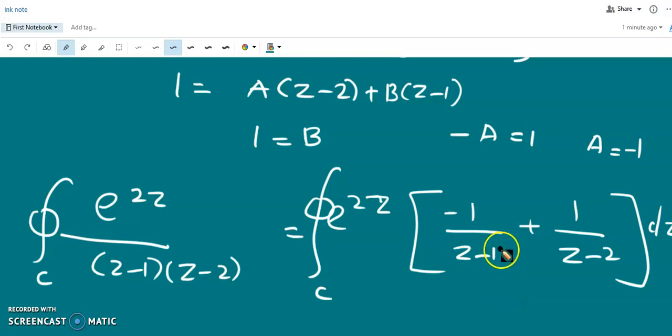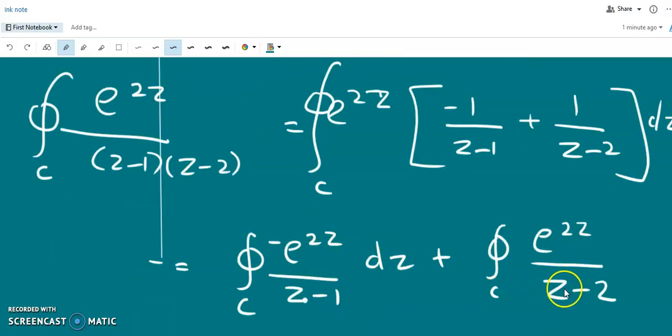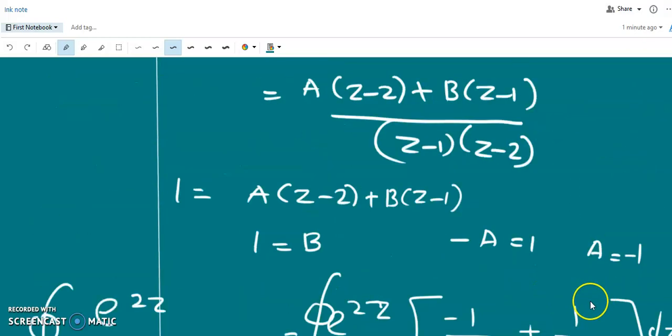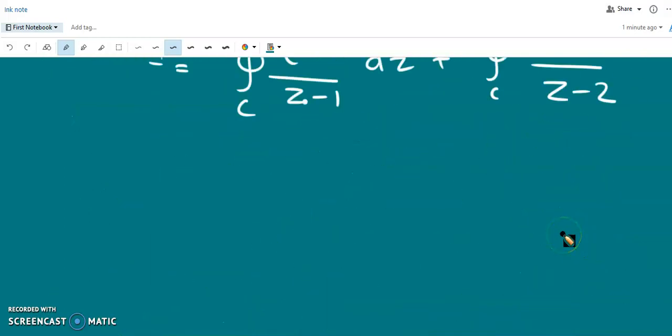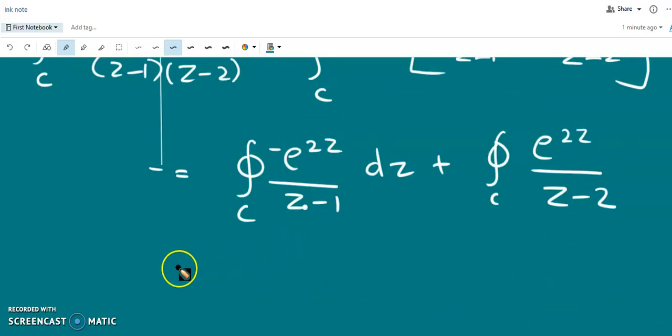But here there are 2 z0 points. So in the first integral z0 is 1 and in the second integral z0 is 2. But our contour is mod z equal to 3. So the point z0 equal to 1 is here, and the point z0 equal to 2 is here. Both are inside the contour. So we can apply Cauchy's integral formula for both the integrals.